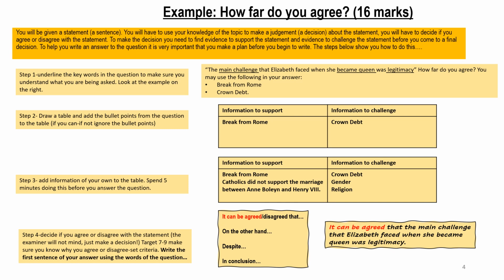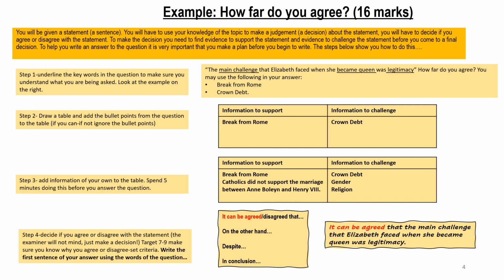By creating that table, you have just given yourself a plan, because the information to support column would be one section, the information to challenge section would be another section, and then finally you would make your overall decision. When you have your completed table, you're then ready to write a response to the question.